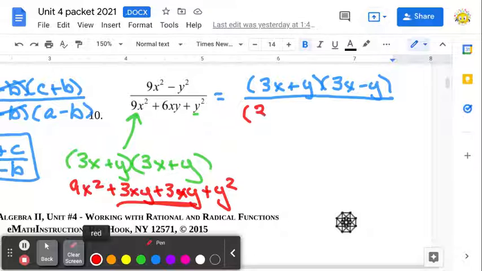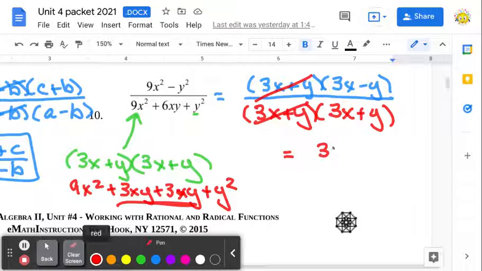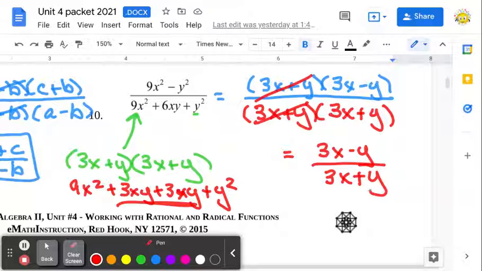So I'm going to write this 3x plus y over, or times 3x plus y. And then these cancel out, and you're left with 3x minus y all over 3x plus y. These don't match. The y's are opposite signs, but the 3x's are not, so they're not equivalent. You can't cross them out.